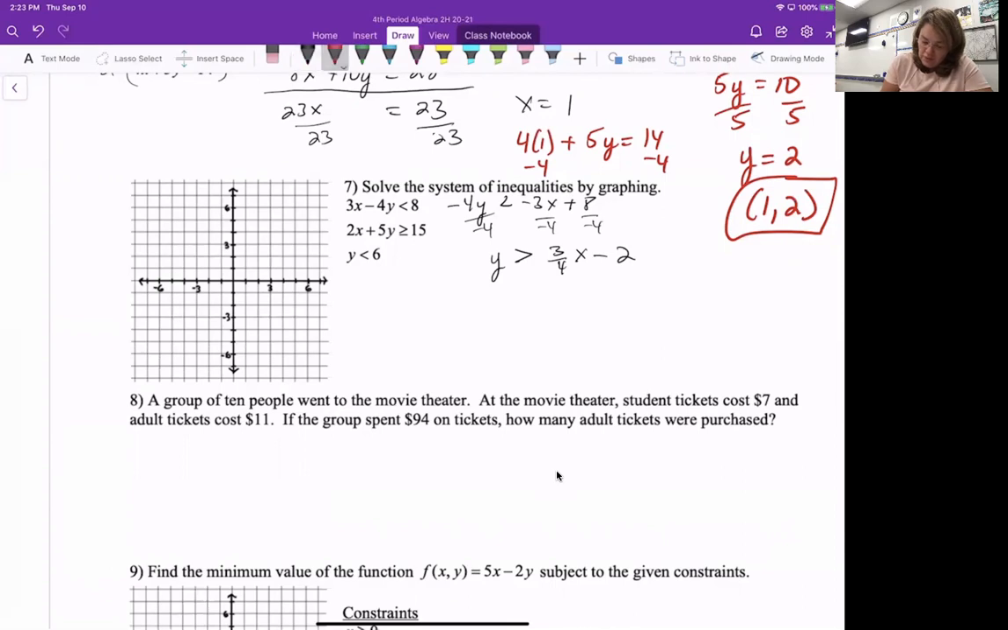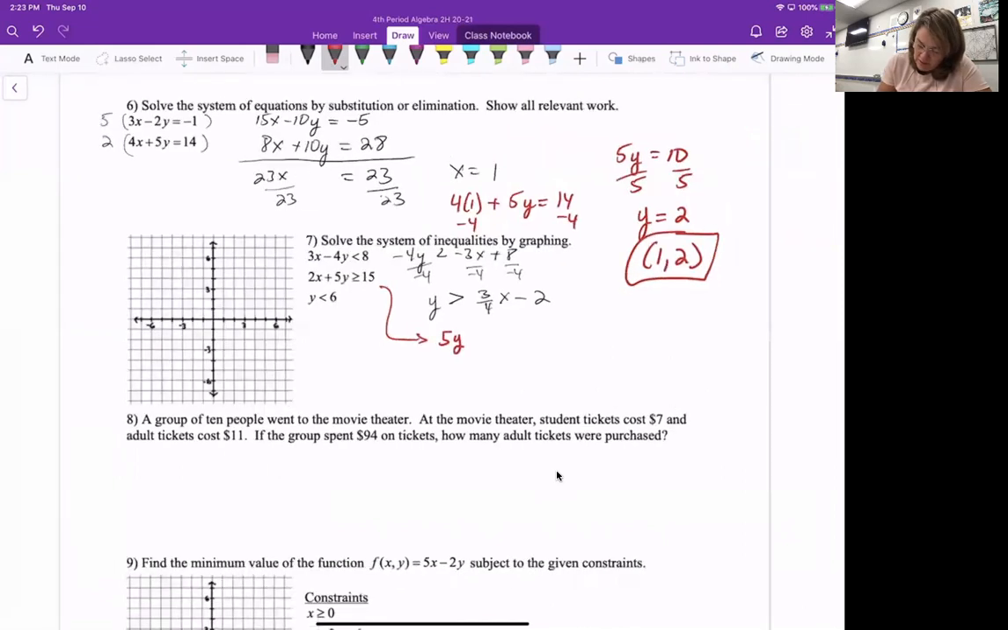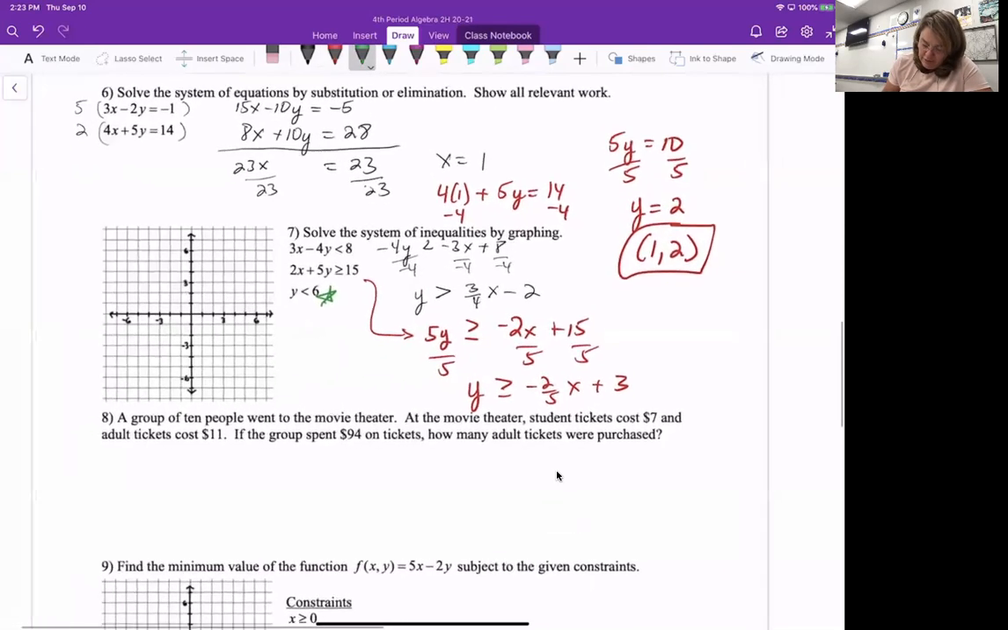And then let's do the next one in red. I will subtract 2x from both sides and I will get 5y is greater than or equal to negative 2x plus 15. I just like to keep my x's first. Then I'm going to divide each item by a positive 5, and I will get y is greater than or equal to negative 2/5 x plus 3. Okay, and this last one here is already in the form that I can graph.